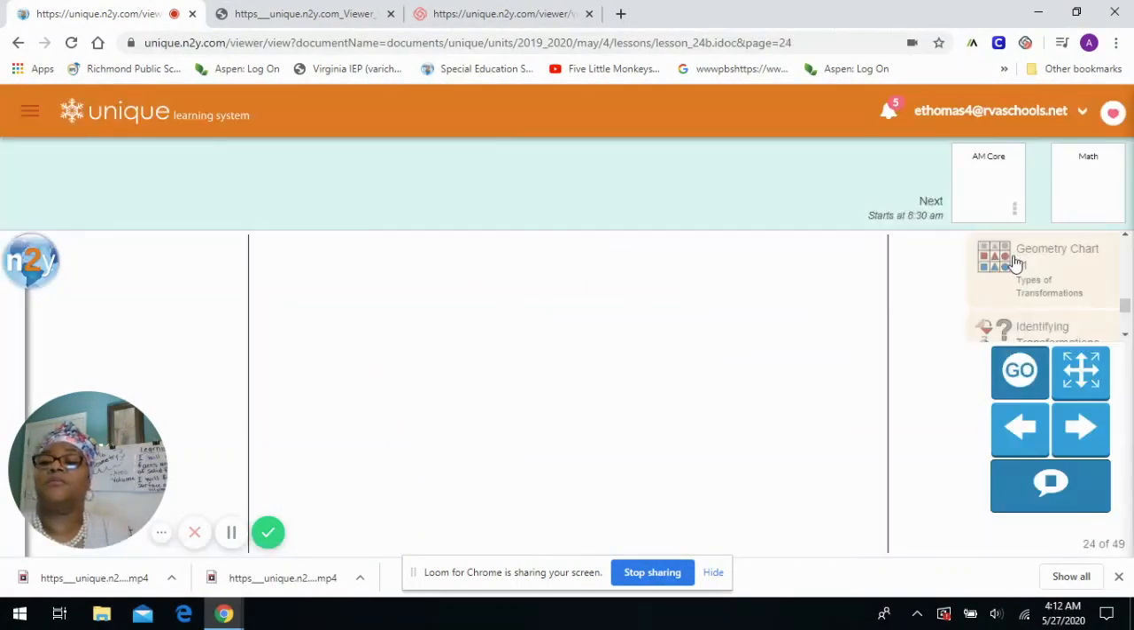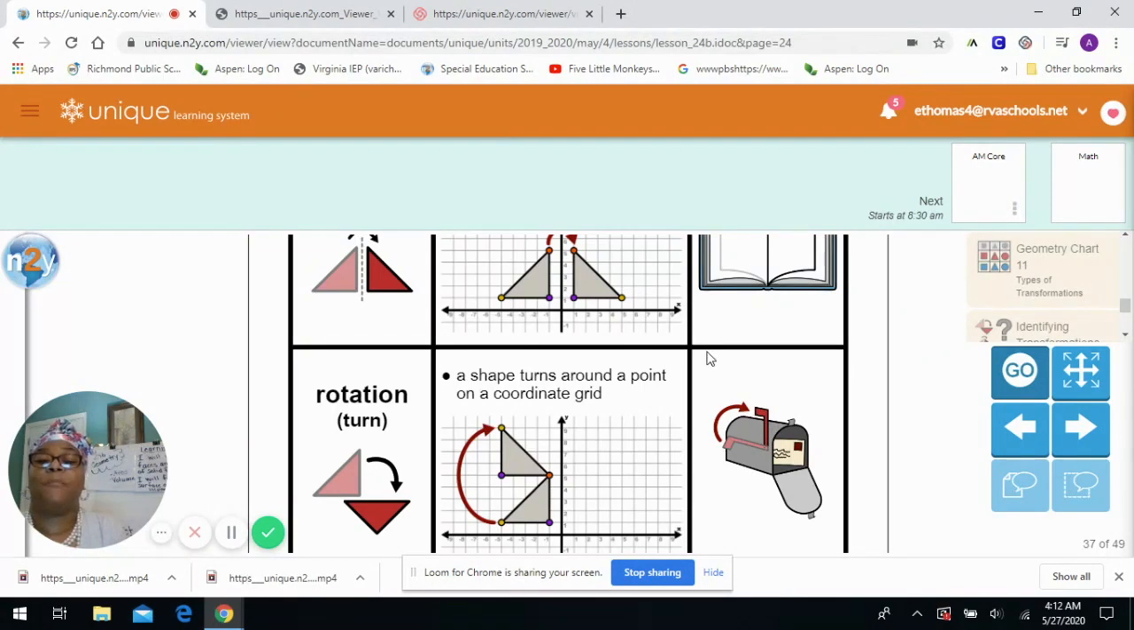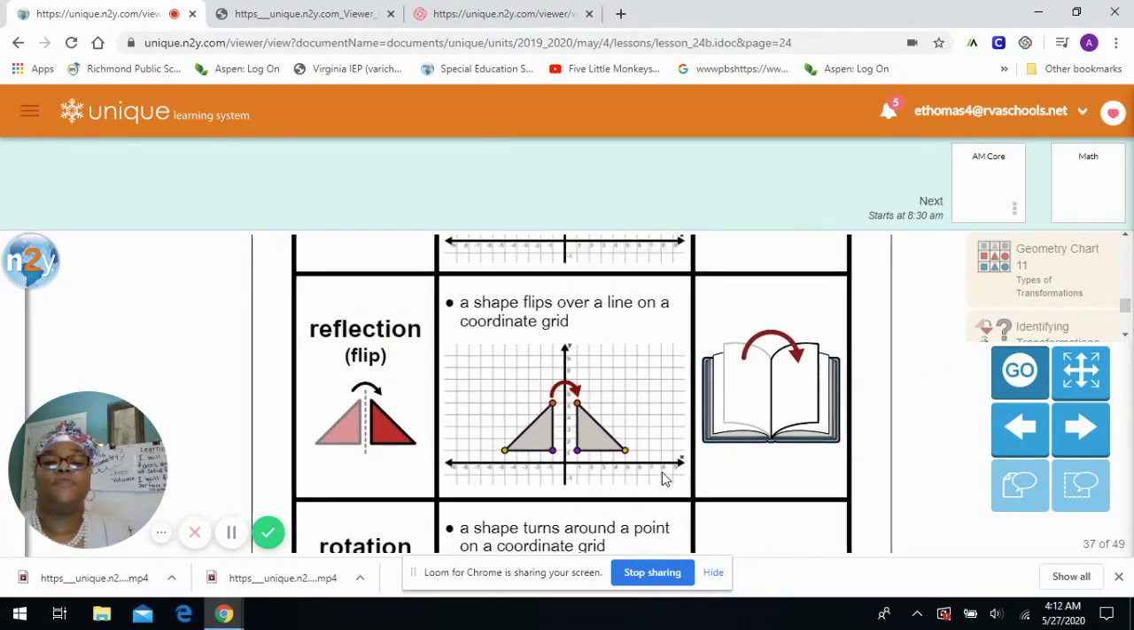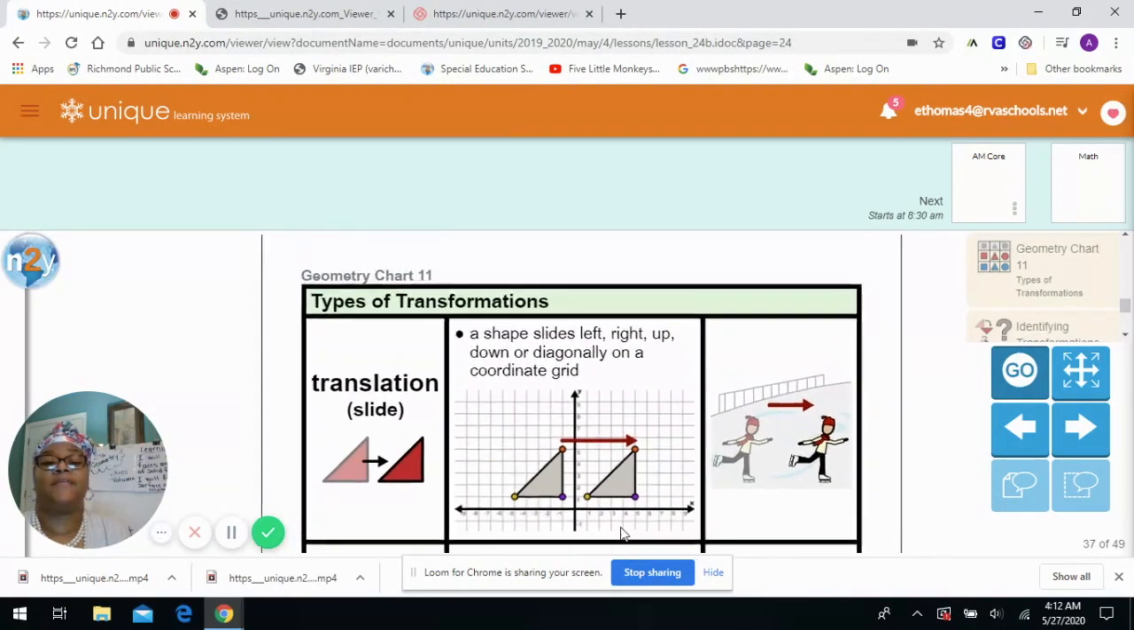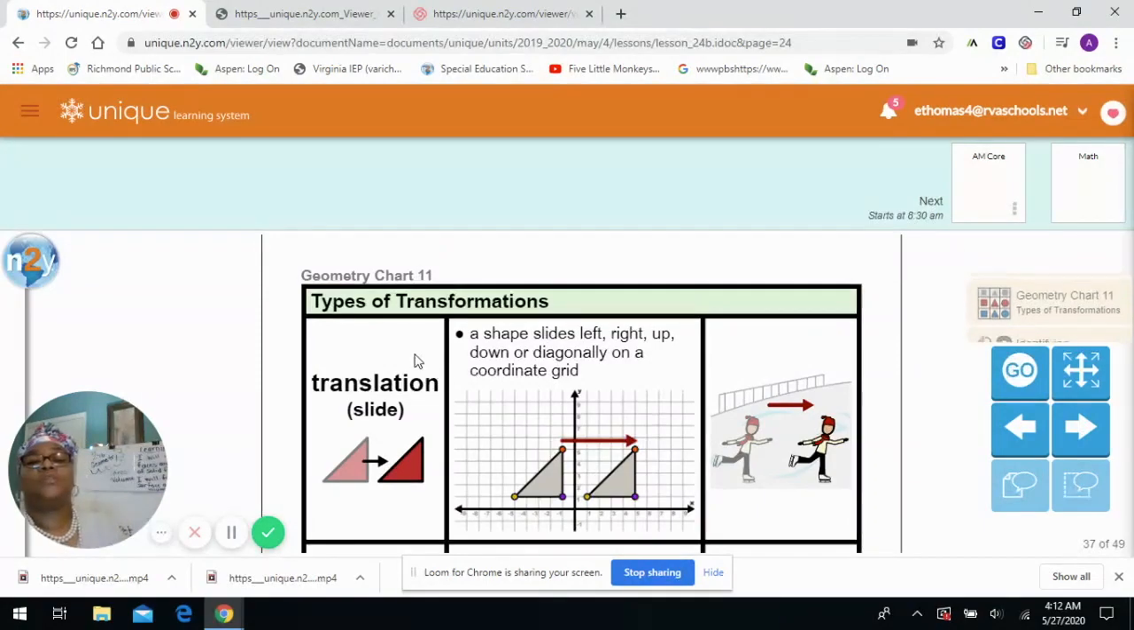All righty. Okay, let's go over some transformations of rotations, turns, flip and reflection, and translation and slide. So the types of transformations, and those what we were talking about when things were moved, and that's where we had gotten those different shapes. So we have translation, that means it slides. A shape slides left, right, up, down, or diagonally on a coordinate grid. So it just moves from one point to the other.